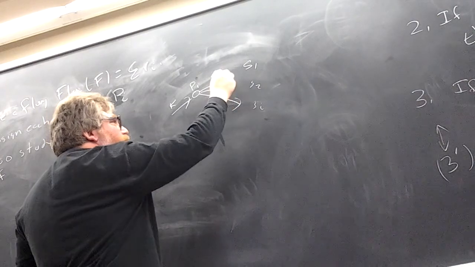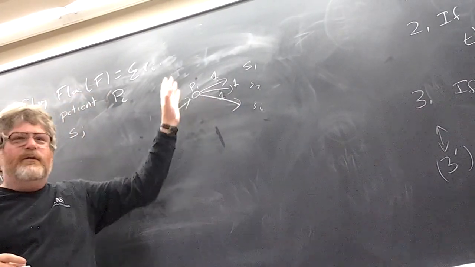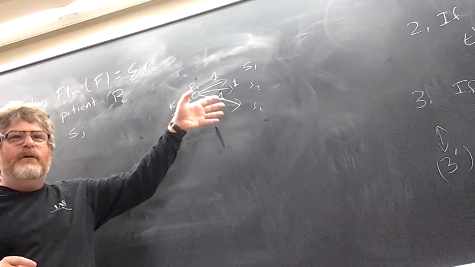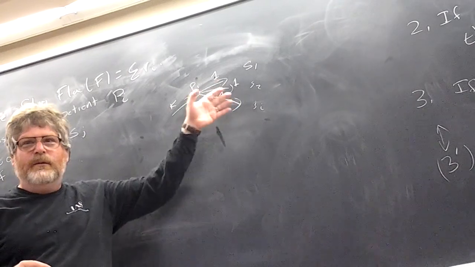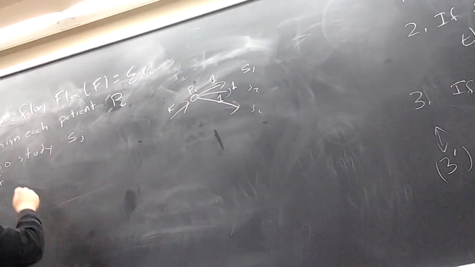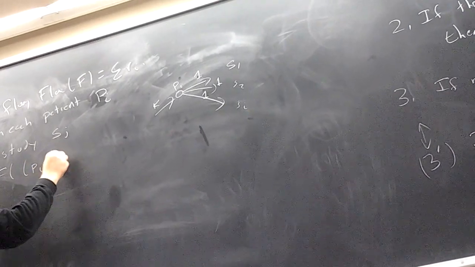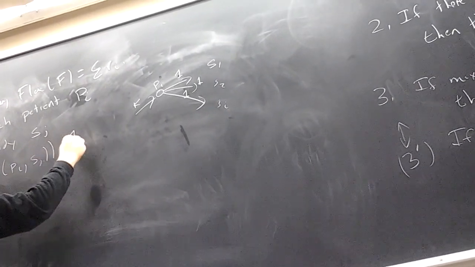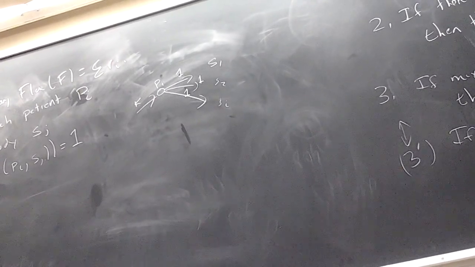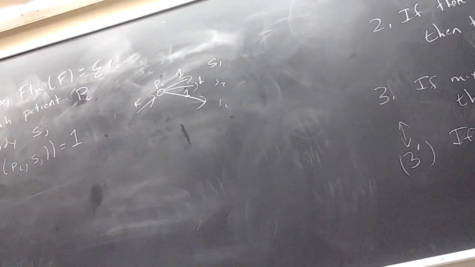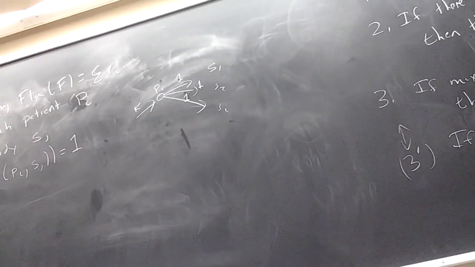So some of these edges are going to have flow on them and some not. And it's the ones that have flow on them that tell us which studies to put them in. So if there's flow from Pi to Sj, then we assign patient i to study j.